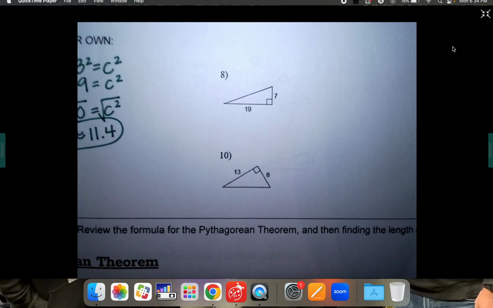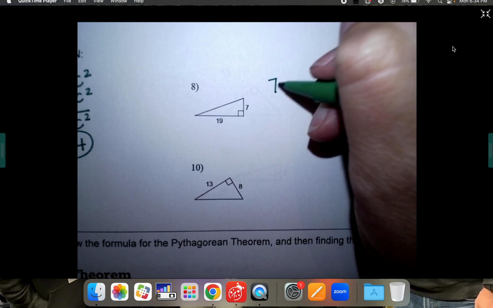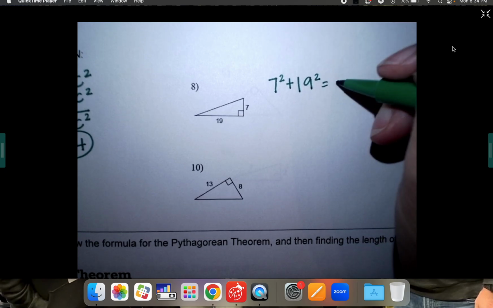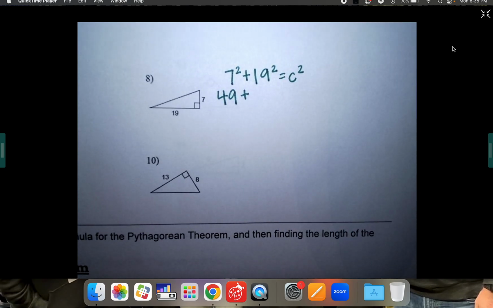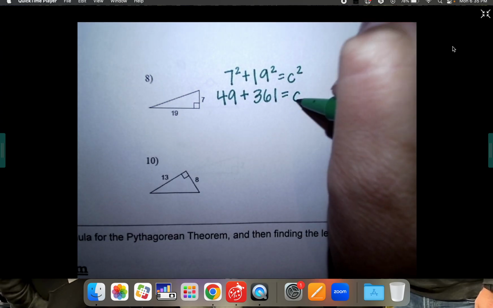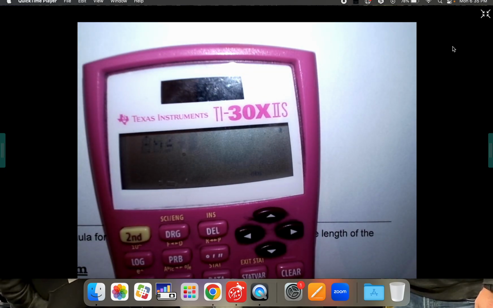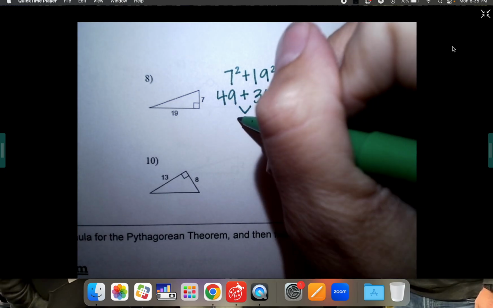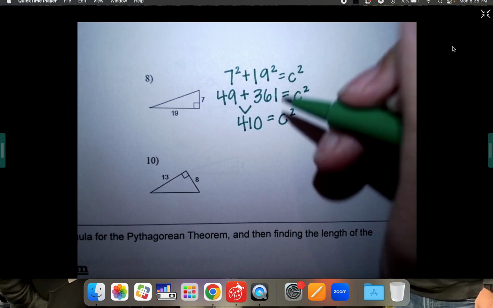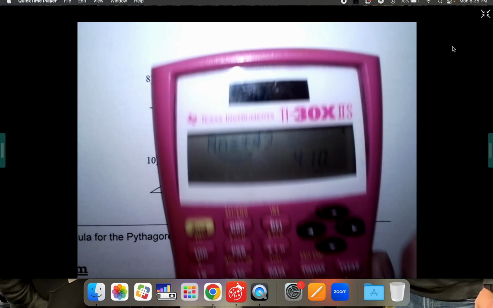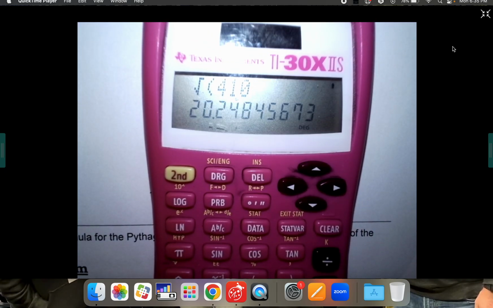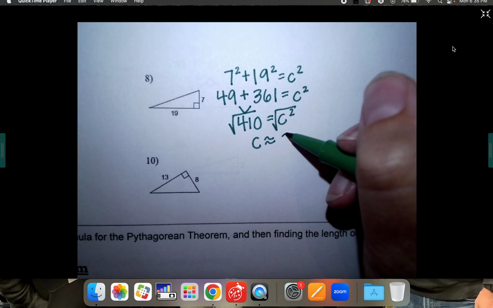Okay, for number 8, you have side lengths of 7 and 19. So I'm just going to do 7 squared plus 19 squared equals C squared. Again, the order of A and B don't matter. 7 squared is 49. 19 squared is 361. And so when you add 49 plus 361, you get 410. And then remember, last step, you have to square root both sides to get C by itself. So 410 square rooted is 20.2. That 4 is not going to bump it up, so we're going to leave it 20.2.